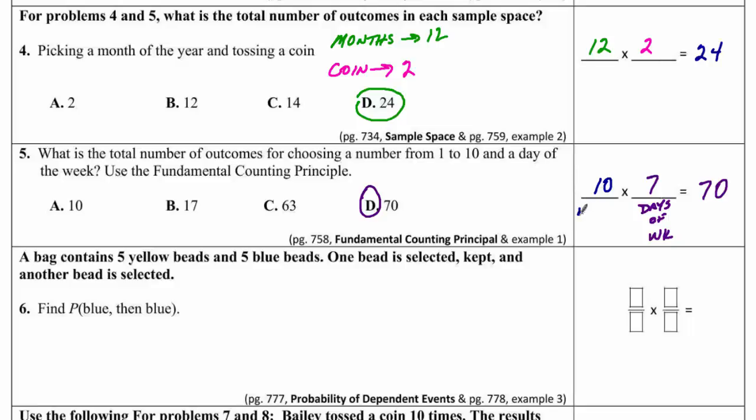This is 10 because we had 10 digits. We said we're going 1 through 10, so 70 possible outcomes.